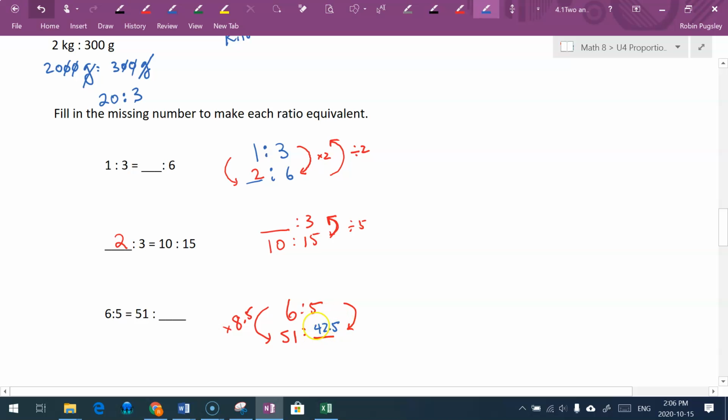You can get a decimal, that's fine. It's just not in lowest terms, right? 6 to 5 is my simplest form.